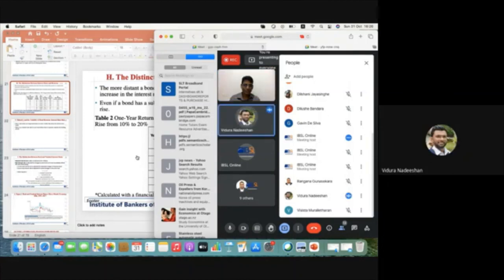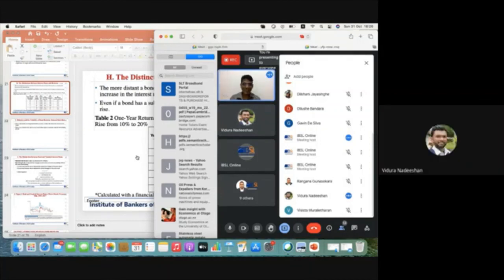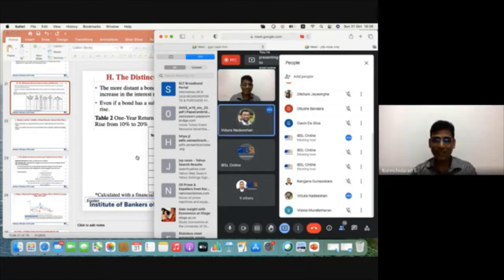Yes, we can invest in fixed assets. Fixed assets mean real assets, you're talking about. Yeah, real assets. Okay. The only thing is, to invest in real estate, you need a lot of money. That's the only thing, right? Okay.